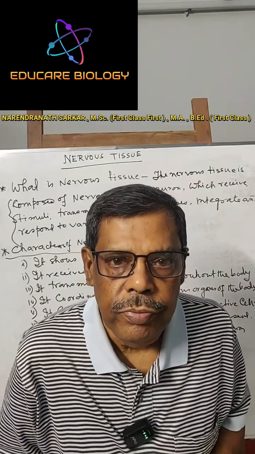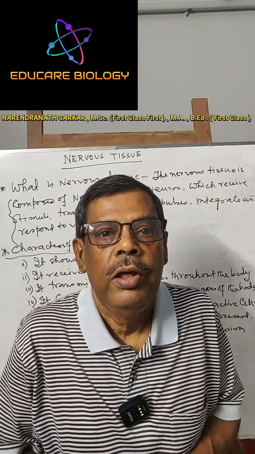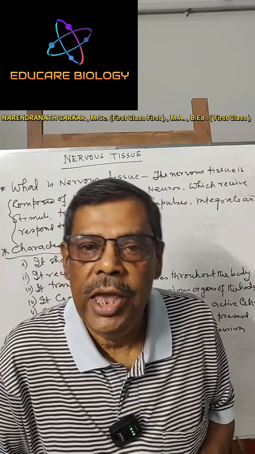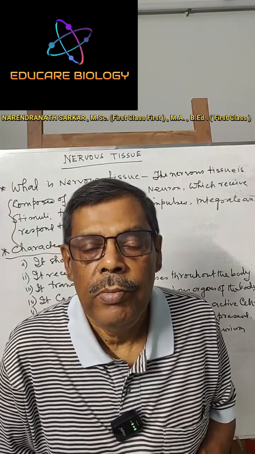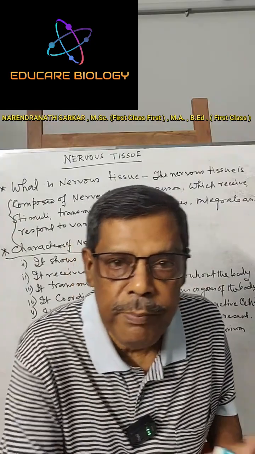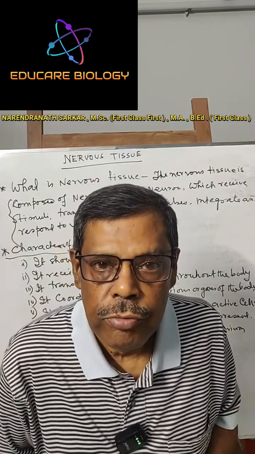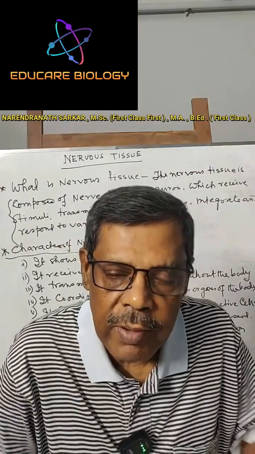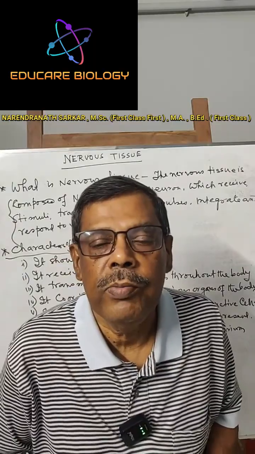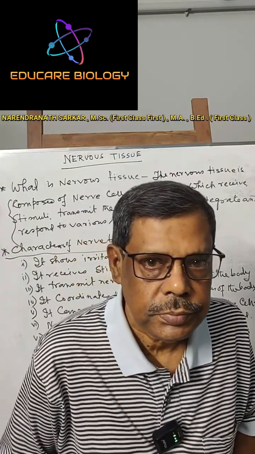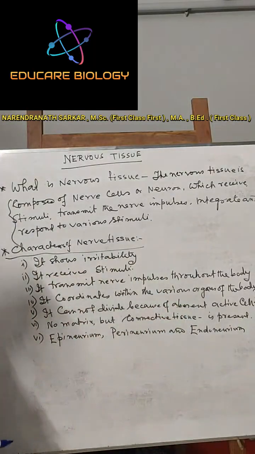Epineurium: the whole nerve tissue is covered by this connective tissue, epineurium. Next, a bundle of nerve fibers is bounded by a connective tissue, which is called perineurium. Next, individual nerve fiber is bounded by one kind of connective tissue, which is called endoneurium. No matrix is present, but connective tissue is present.